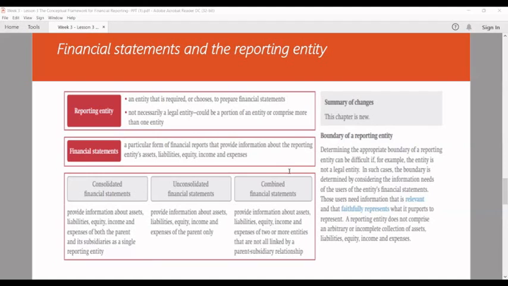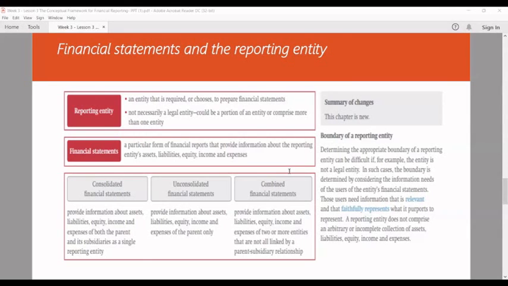Unconsolidated financial statements provide information about the assets, liabilities, equity, income, and expenses of the parent only. Combined financial statements provide information about the assets, liabilities, equity, income, and expenses of two or more entities that are not linked by a parent-subsidiary relationship. This chapter is new.